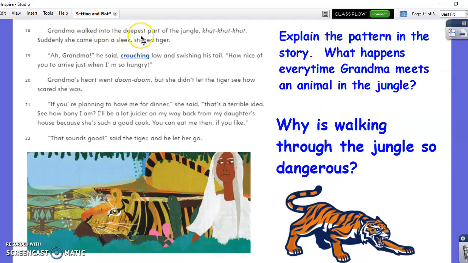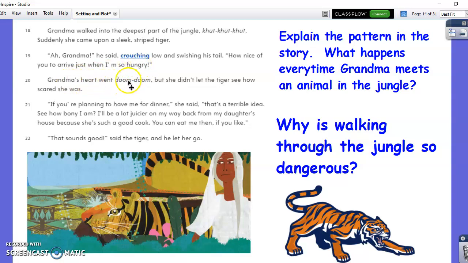Grandma walked into the deepest part of the jungle. Suddenly she came upon a sleek, striped tiger. "Oh, Grandma!" he said, crouching low and swishing his tail. "How nice of you to arrive just when I'm so hungry."